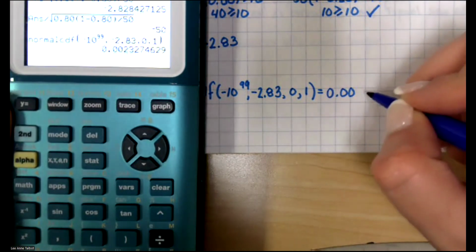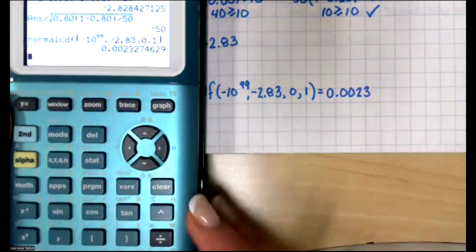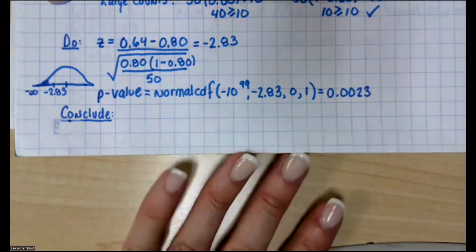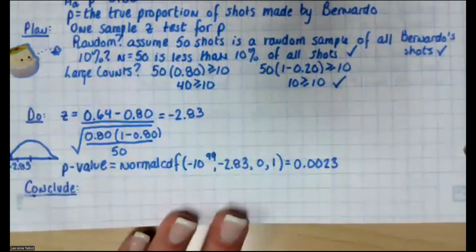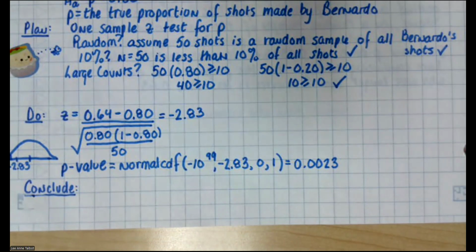Poor Bernardo. How unusual is this sample? There is a 0.2% chance of getting this sample just by chance. Yeah, that means that I love you, Bernardo, but you're probably lying about your trash can ball percentages.